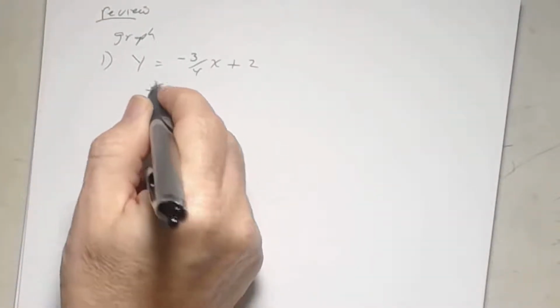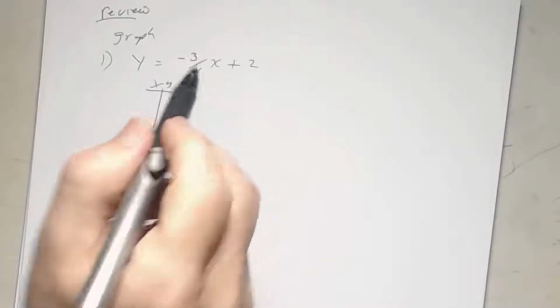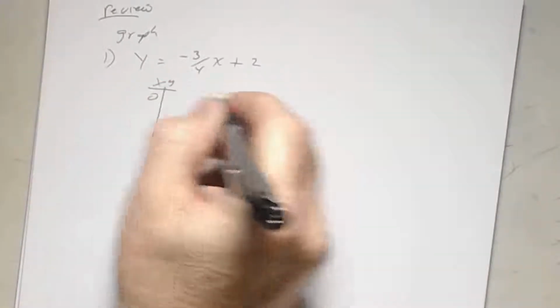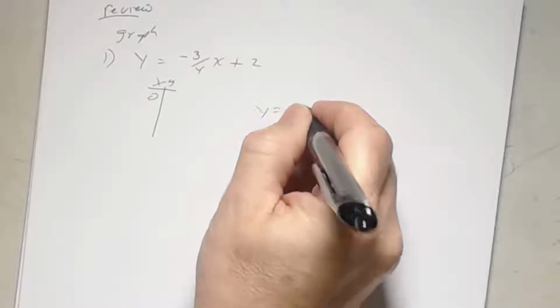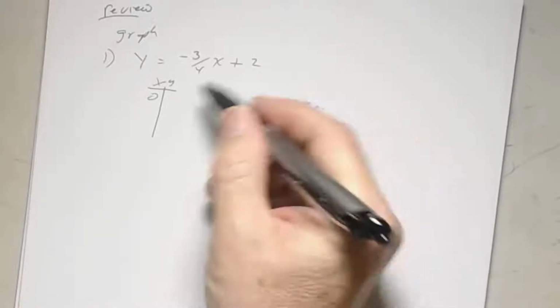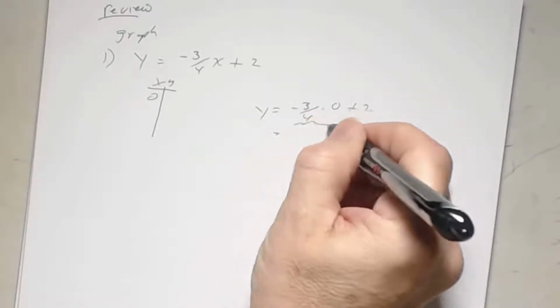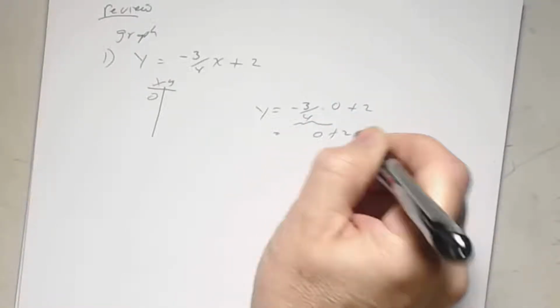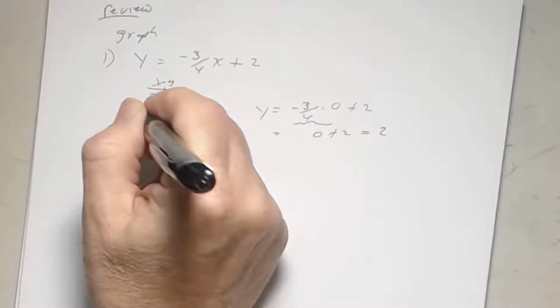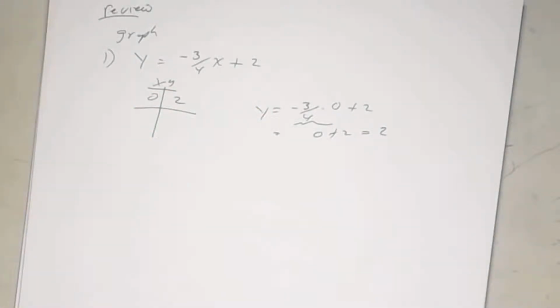One of the nice numbers to use, now you see how y is by itself? That's the easy kind, when y is by itself or when x is by itself. You could do 4, 0, and -4. So one of the easy numbers to use for x in this case is 0. That's the easiest one to use. So if x is 0, I get y equals negative 3/4 times x, and what's x here? 0. And then plus 2, and then what's negative 3/4 times 0? 0. And 0 plus 2 is 2. Okay?